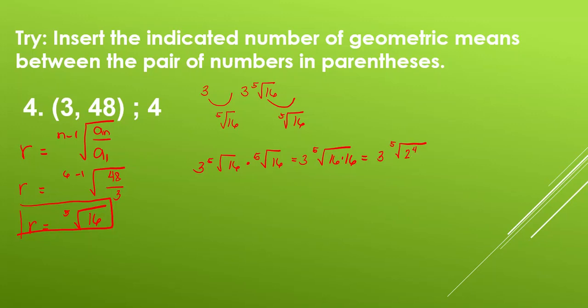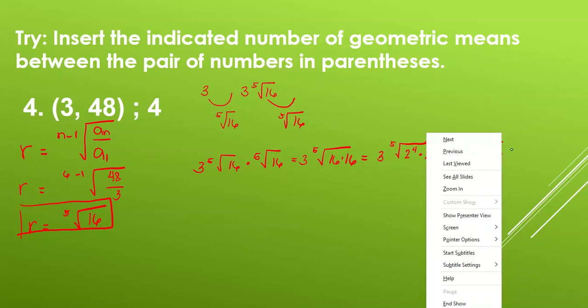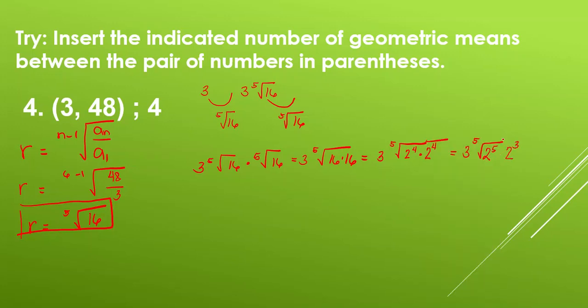We need to express it in exponential form so that we can get an exact root of it, if possible, times 2 raised to 4. So by looking at it, 2 raised to 4 times 2 raised to 4 is 2 raised to 8. So we can break it down as 2 raised to 5 because we need to get an exact root, times 2 raised to 3. This is the same as 2 raised to 8. Okay? And by doing so, we can get this as an exact root.